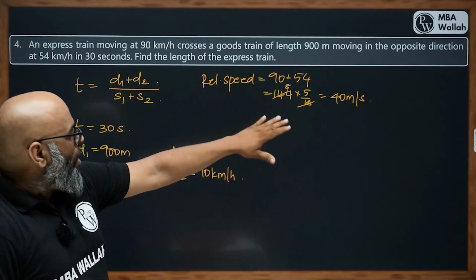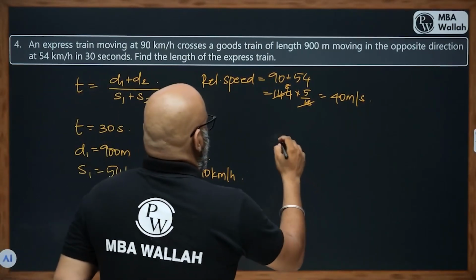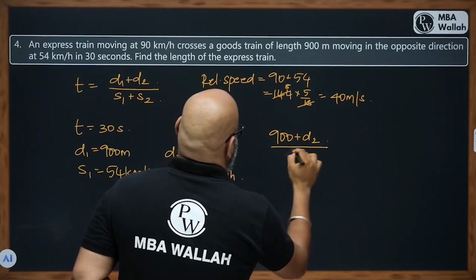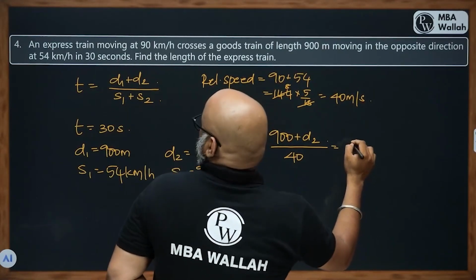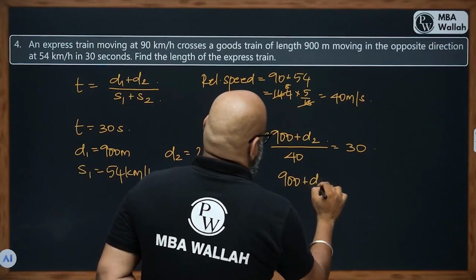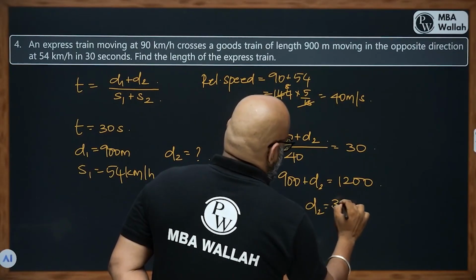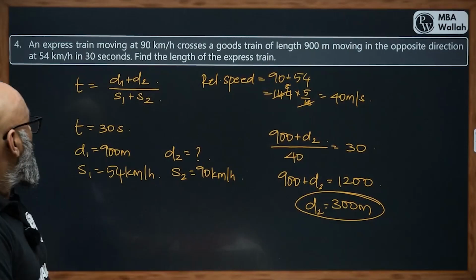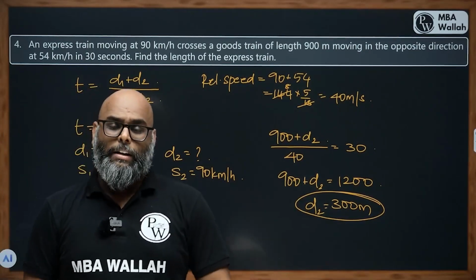Now let's plug in all the data that we have into the formula and then we are through. So what will you get? (900 plus D2) divided by 40 is equal to the time given, 30 seconds. So 900 plus D2 is equal to 1200, or D2 will be 300 meters. So the length of the express train would be 300 meters, and that's our answer.